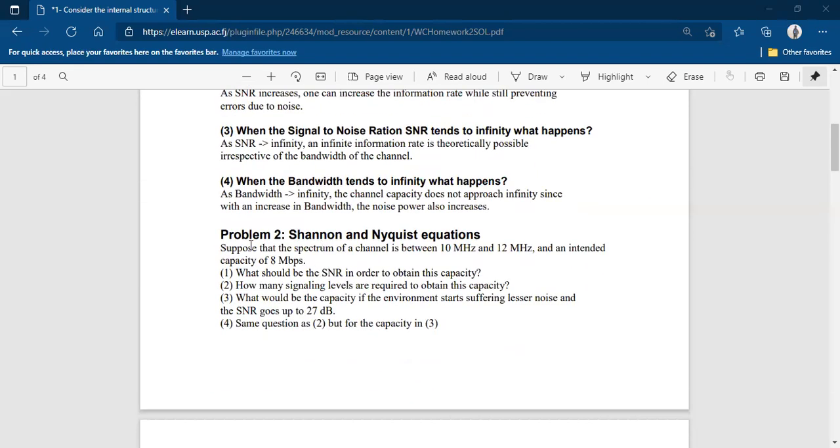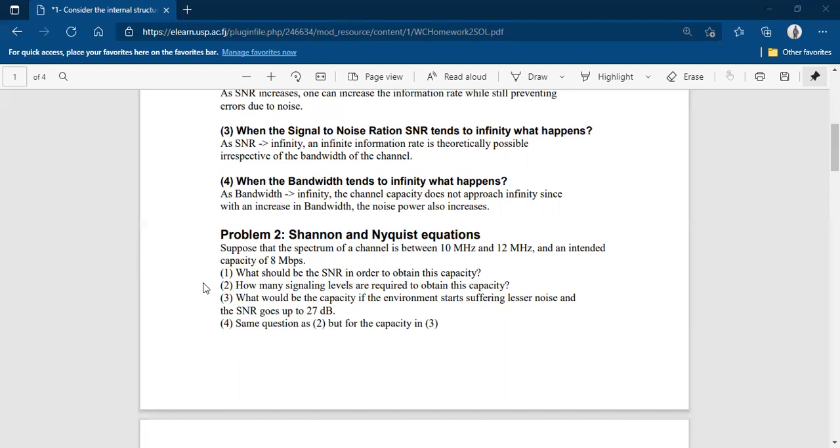Question number 2, Shannon's and Nyquist equations. Suppose that the spectrum of a channel is between 10 megahertz and 12 megahertz, and an intended capacity of 8 megabits per second. From this statement, we can make out that the channel spectrum is between 10 megahertz and 12 megahertz, so the bandwidth is 2 megahertz, and the intended capacity of the network is 8 megabits per second.